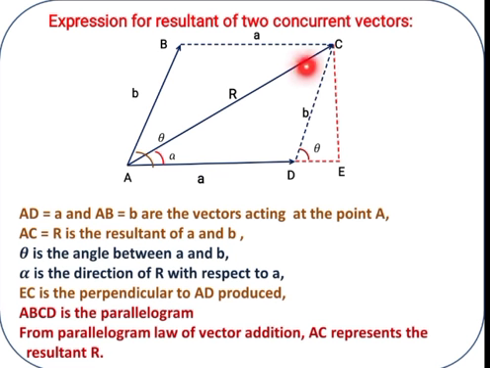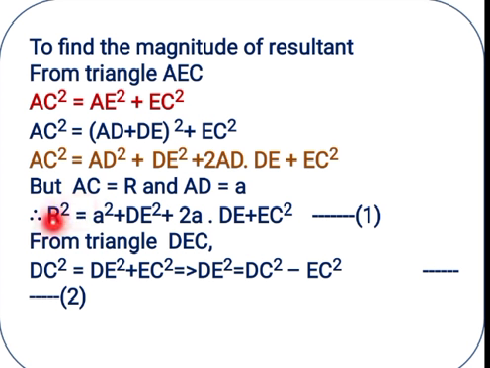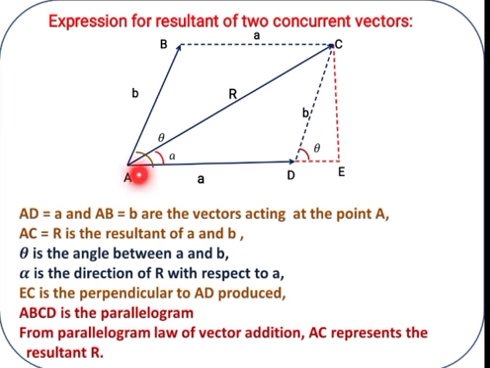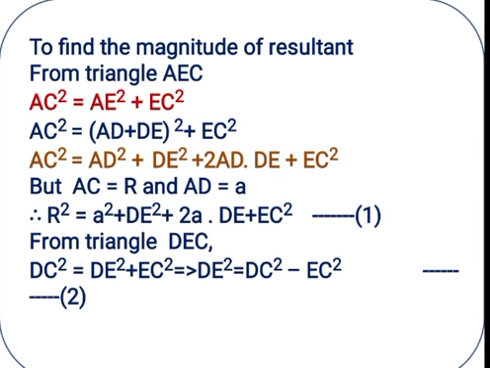But we know that AC is R. Substitute the value of AC, R square, and AD is equal to small a. So, AD square is a square. DE square we do not know, write as it is. 2 AD means 2a, this is 2 and this is a. DE as it is, plus EC square as it is. According to our convenience, we can call it equation number 1.